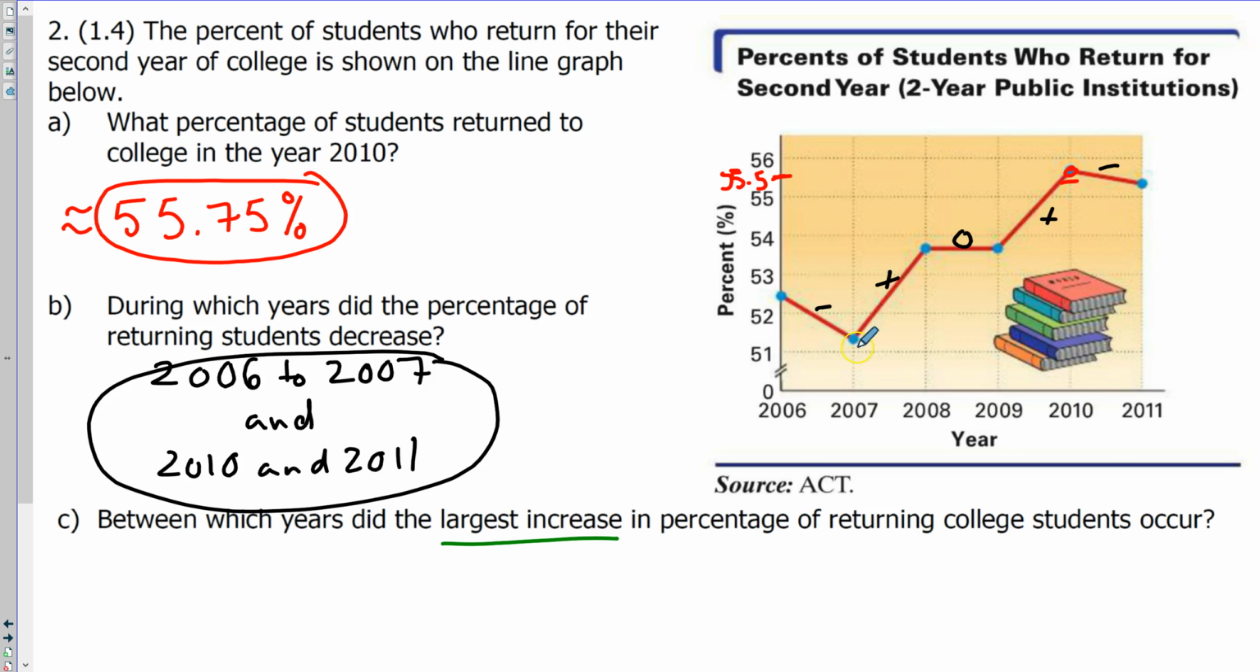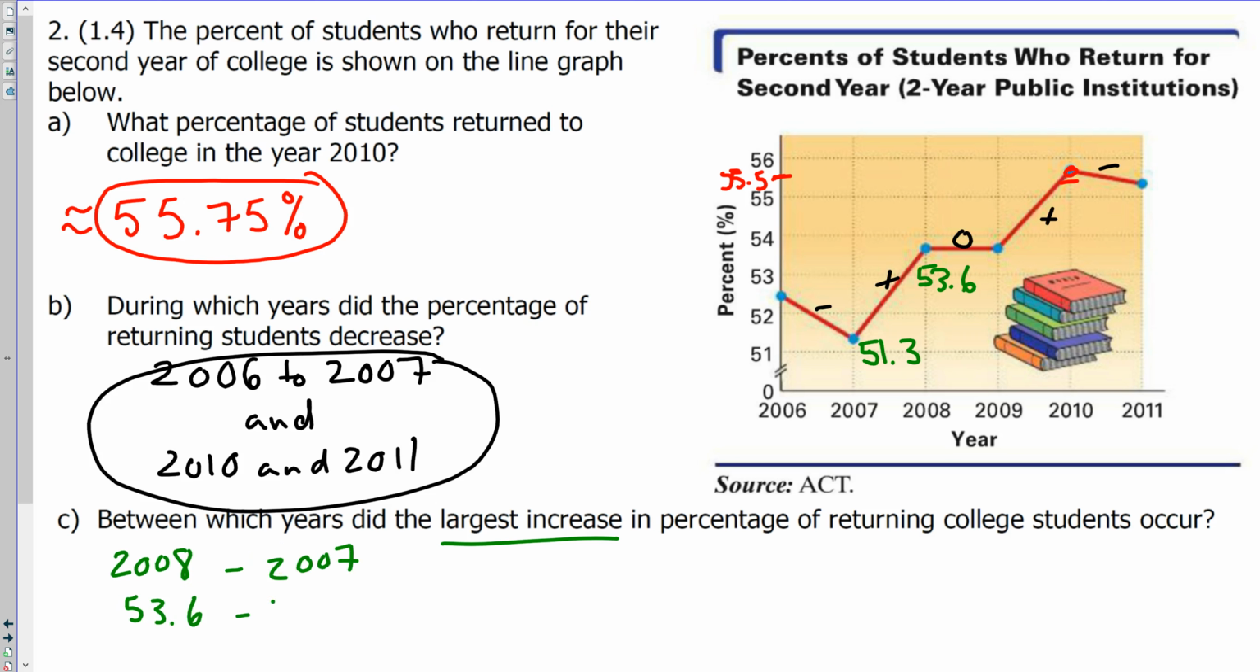I can see that this first point for 2007 was right around maybe 51.3. Again, we need to do our best to kind of estimate that number. And then for 2008 was about 53.6. So I would look at the difference between those 2 years. So 2008, it was 53.6.